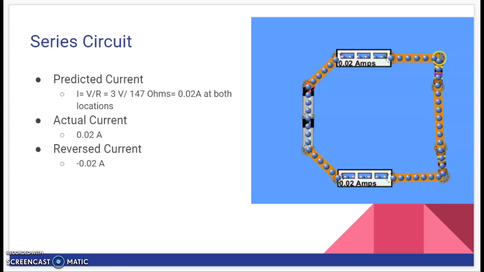We first start with the series circuits. First, we had to predict what the current was in these two ammeters. We see that both of them are 0.02 amps at both locations, and the actual current was also 0.02 amps. If you reverse the current, then it will become negative.